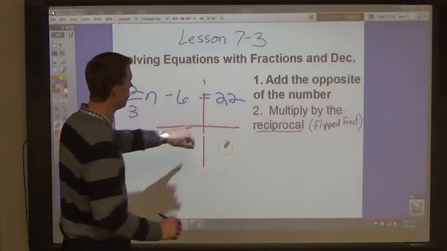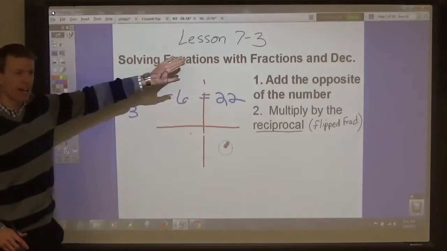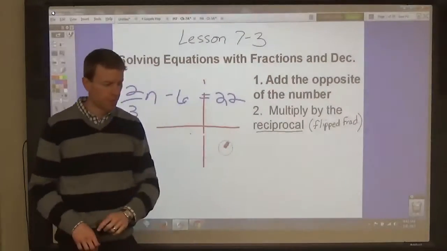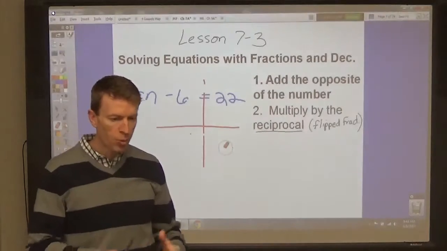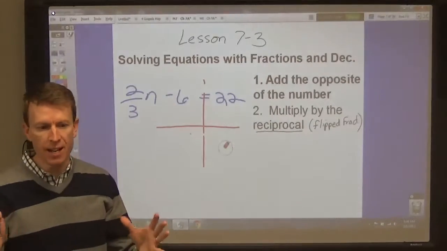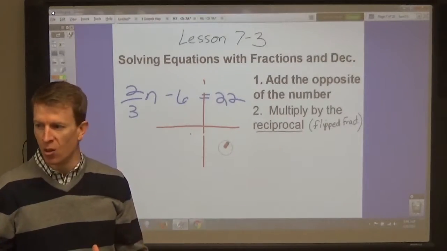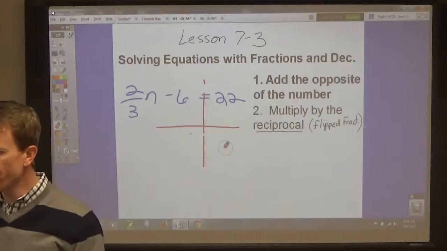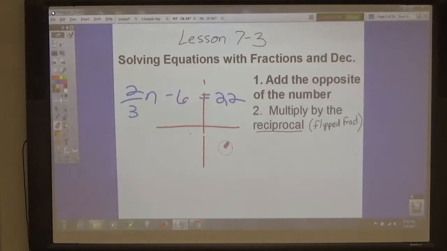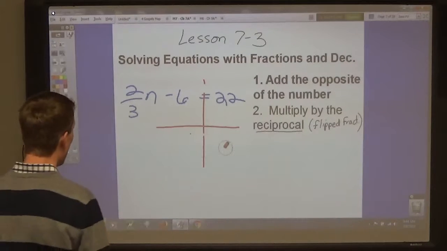We're going to go to some equations that have fractions and decimals in them. Now, the process for solving these isn't any different than we used before. We're still going to get the variable by itself, by getting rid of the number that's on the same side as the variable, so that the variable is all by itself on one side.